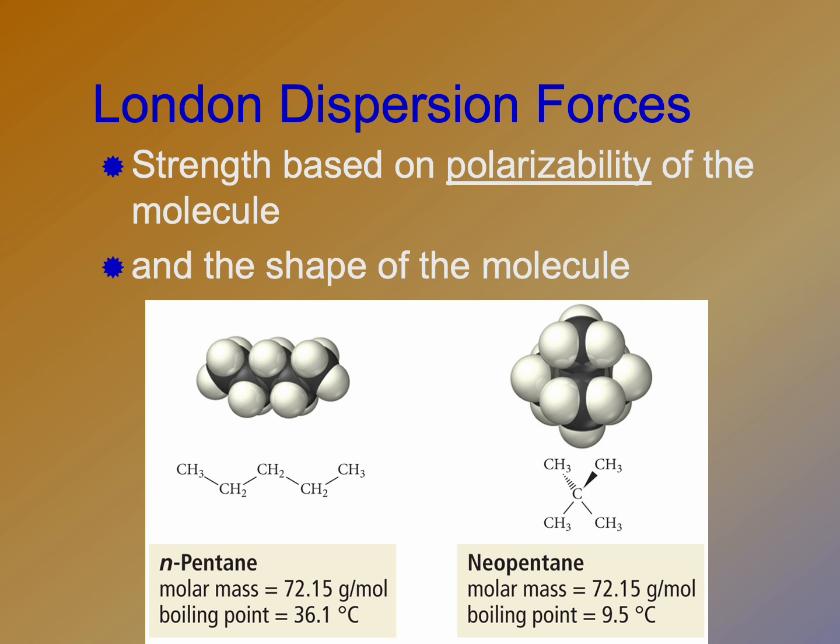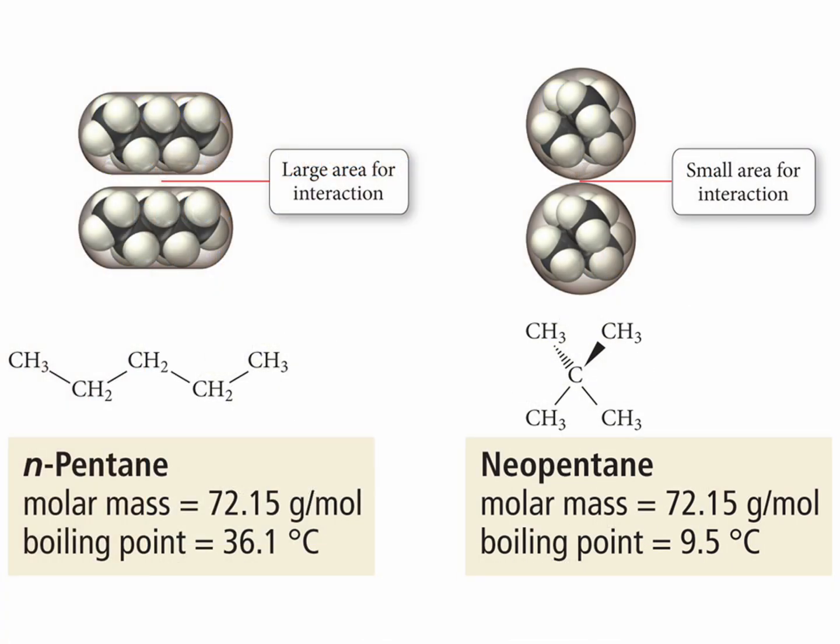So let's look at these a little bit more based off of their arrangement. Here we have that pentane, which is spread out, it's elongated. There are multiple atoms that can interact with one another, so there's a large area that they can interact. Whereas the neopentane is more compressed, there's only a small portion for those to interact. So that would have weaker forces because there's going to be less interaction between the molecules.